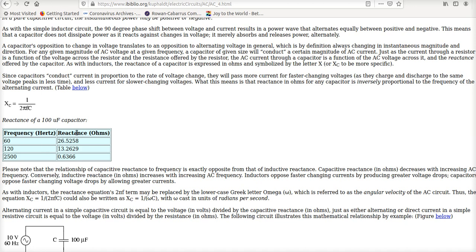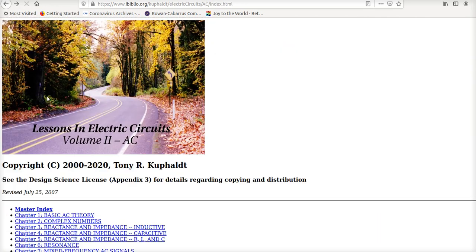So here's an example of a 100 hertz capacitor and what the reactance would be as the frequency changes. And what you see is as the frequency goes up, the reactance goes down. It's a reciprocal, and it happens to be opposite of what you see in an inductor. Okay, so I wanted to show you folks that.